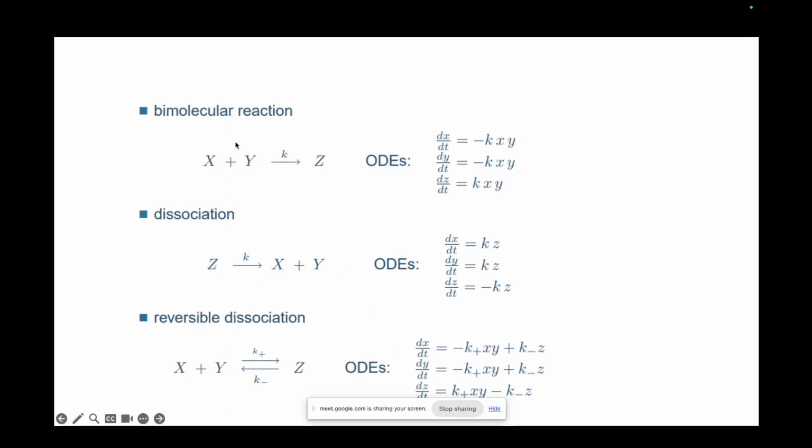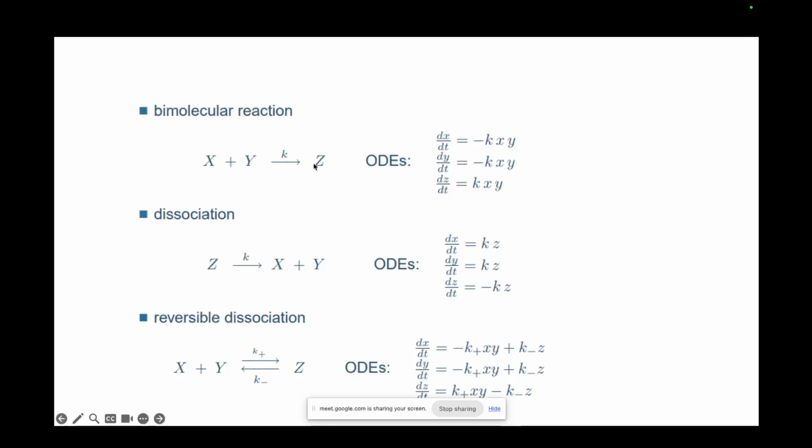So for example, this is a bimolecular reaction where you have two components X and Y with a reaction rate K. It's producing a compound Z. In the other case, you have a dissociation where Z is being broken down into X and Y. And the third case is a reversible reaction where X and Y are forming Z, and also the reverse is true. Z is also forming X and Y.